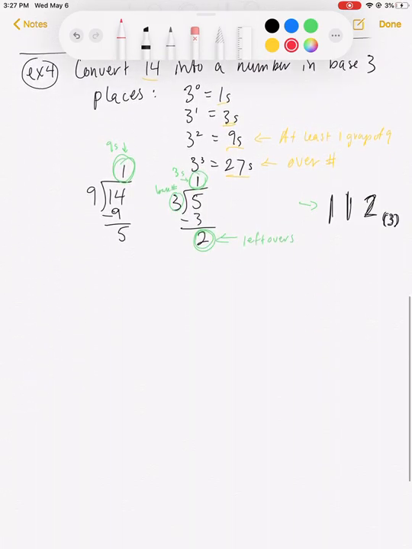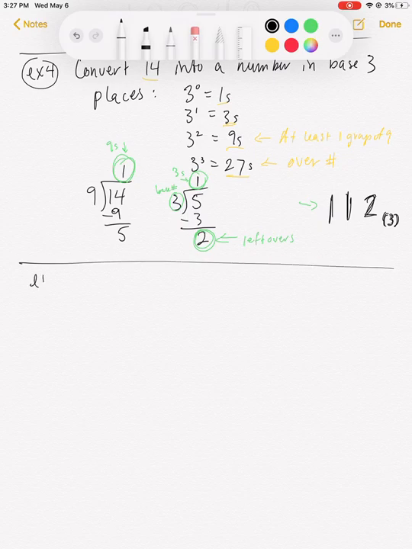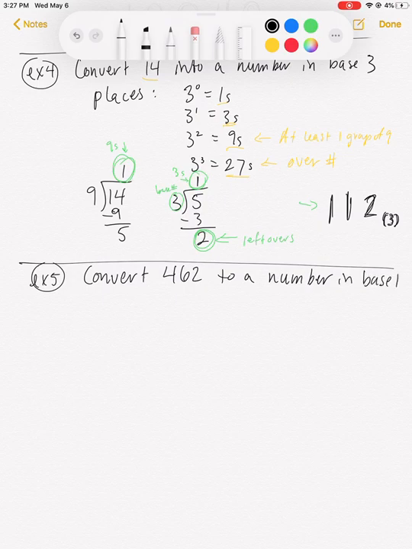Okay, so as an example for you to try, let's go ahead and do a harder example, example 5. We want to convert, it's our last example, convert 462 to a number in base 12. Okay, go ahead and pause the video again. Try out the problem and see if you got the right answer.